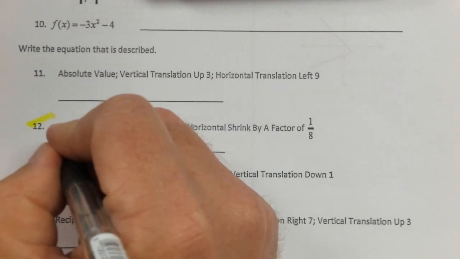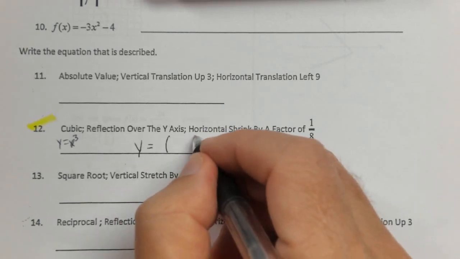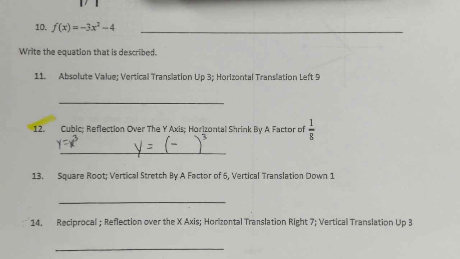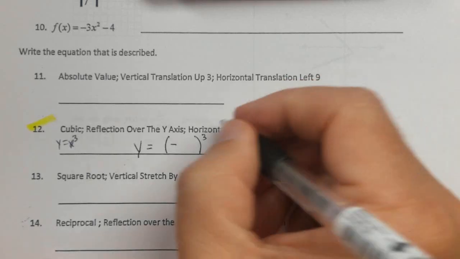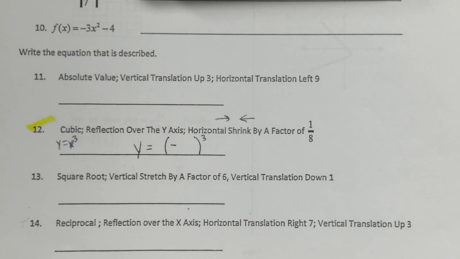Cubic, so that means y equals x cubed. The parent function. Reflect over the y-axis. Y-axis is this way, so the reflection is left and right. So my negative needs to be on the inside, needs to be with the x. And a horizontal shrink by a factor of 1/8.